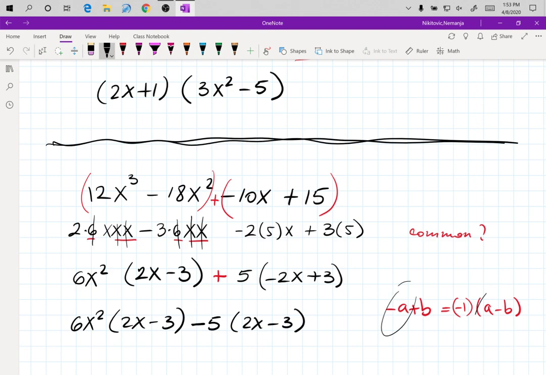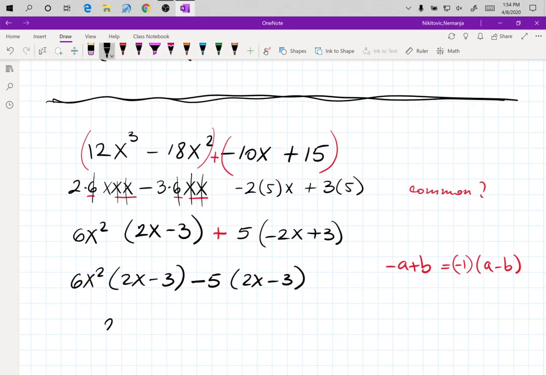A was negative, now it's positive. The b was positive, now it's negative. So whatever was positive becomes negative, whatever is negative becomes positive when you kick out negative 1. What negative 1 does is just changes all the signs. So we have 2x minus 3 as common. And in here we have 6x squared minus 5. Those are the leftovers.